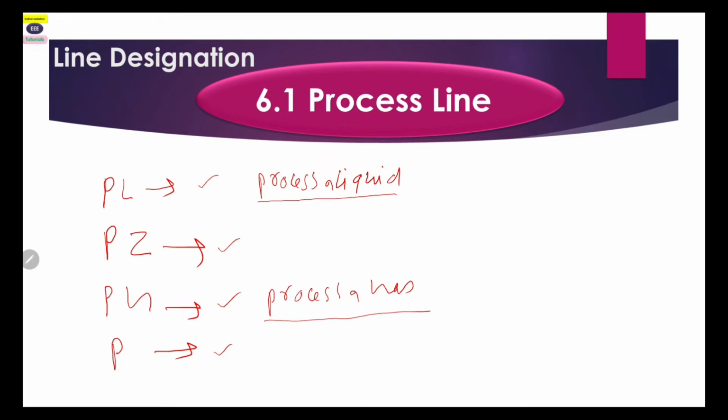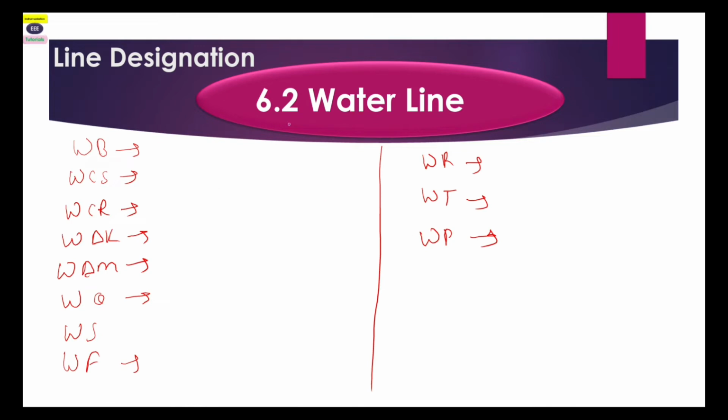And if PZ is written, this is also a process line, but it has two phases. So this is the main difference between PL, PG and PZ. And if P is written, that is the process line, which most of the time is used generally. If any fluid is flowing through a line, then PL, PZ, PG and P symbols are used for designation of the line. The second part is the water line.